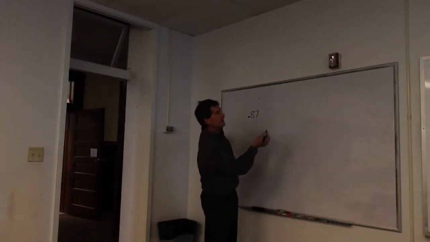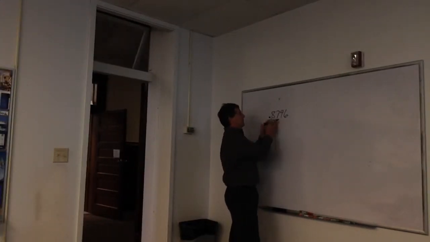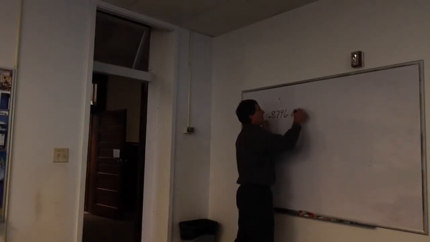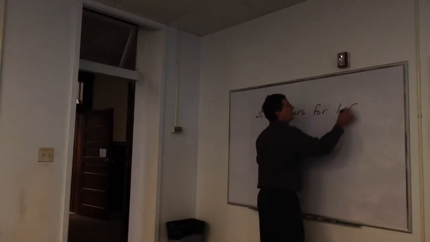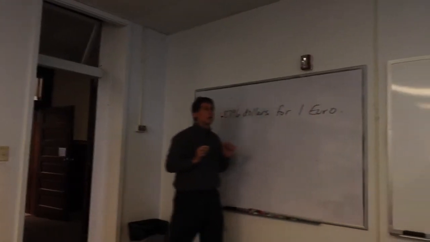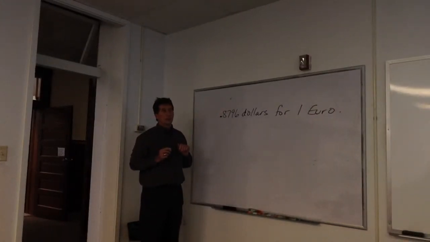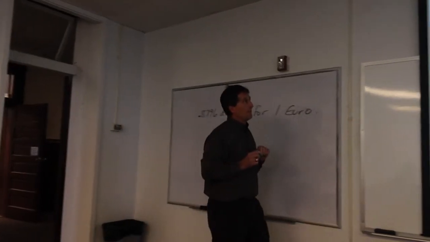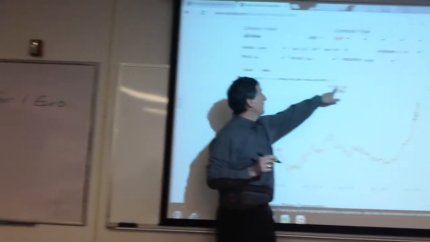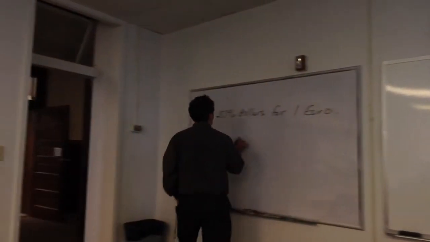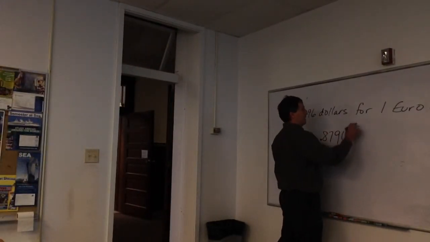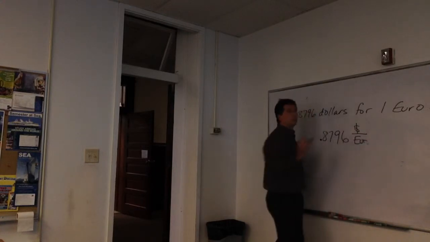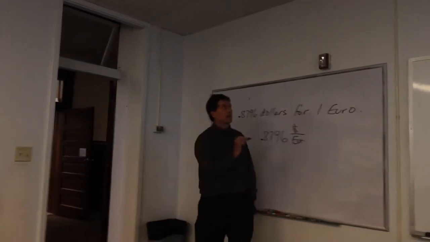87 cents. 87.96, okay? Dollars. For... No, 1 euro. That's the opposite way. So it's kind of the interpretation of what that means. So as I'm reading that on the screen, I've got $0.8796 dollars per euro. That's what the screen is saying, correct?